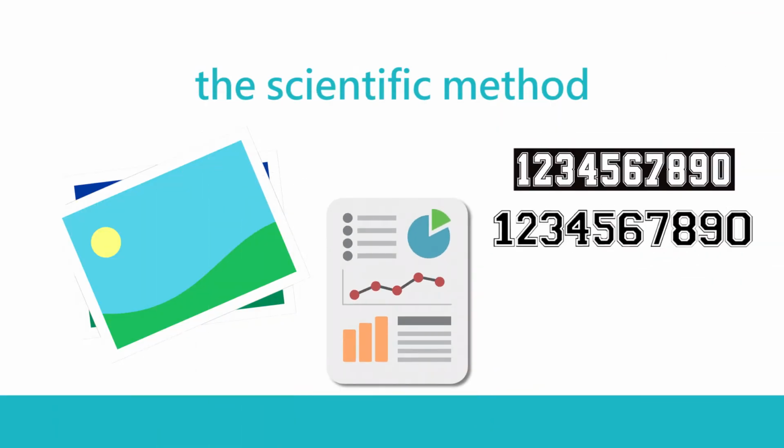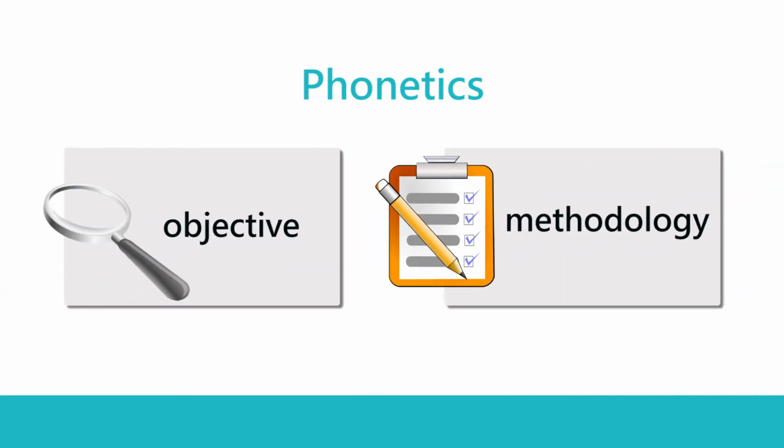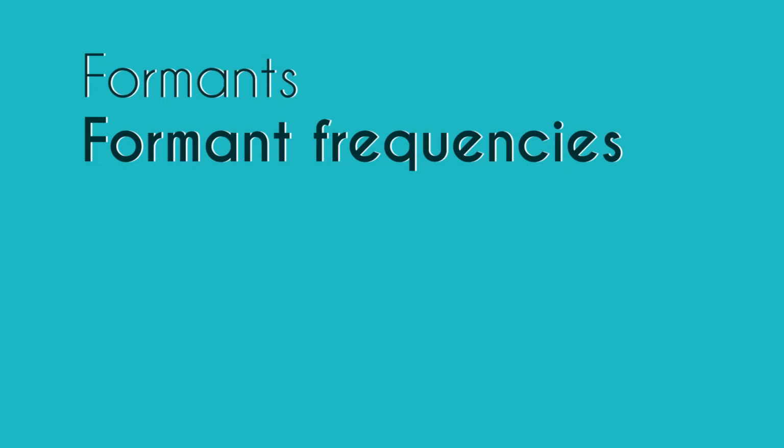And one way to do that is to put things in pictures and, more importantly, in numbers, so we can measure things. Phonetics is no exception to that because we're trying to apply the scientific method to the study of speech sounds. So we provide pictures of sounds, and we can describe speech sounds using numbers. How do we do that? Phoneticians do so by analyzing sounds in terms of their frequencies, or to be more specific, their formant frequencies.